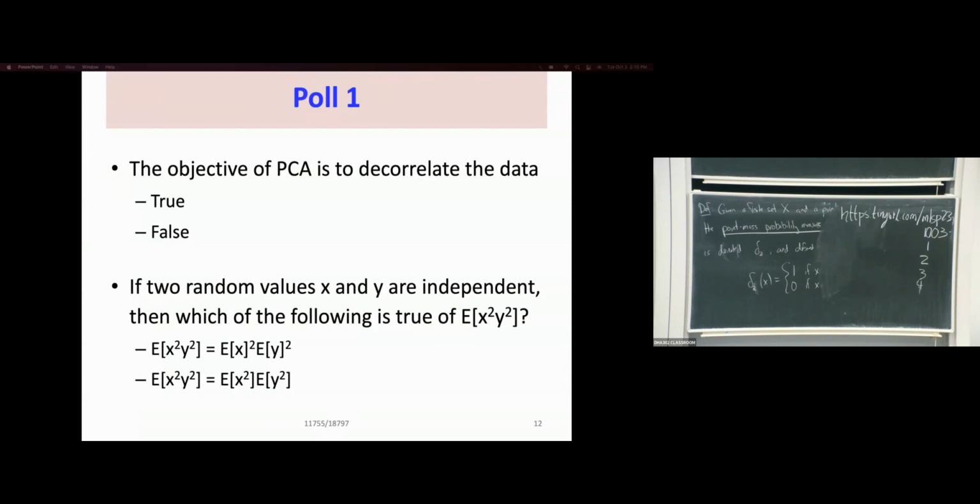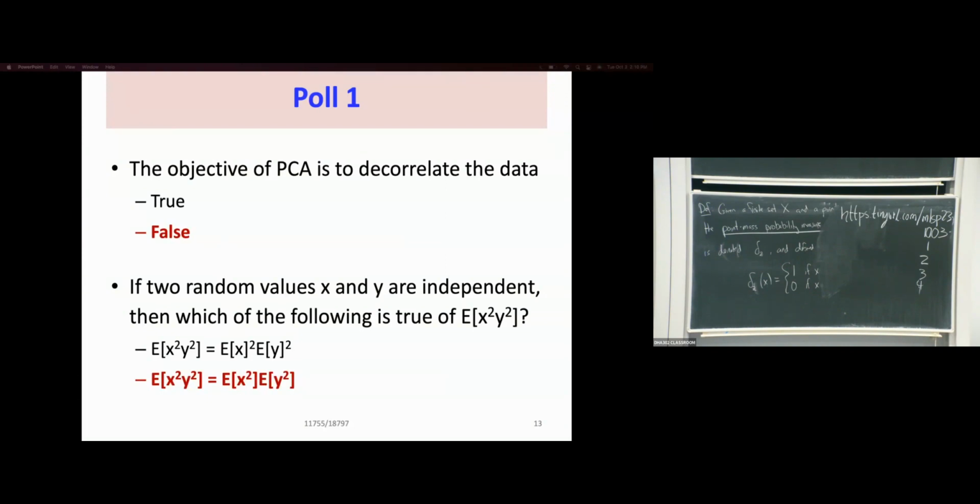Okay, is everyone done? This link works, right? It's this one. You just put this with 1003 and then 1. Okay. So I'll go over the answer. You can answer the poll whenever you want. So I'll just reveal them.